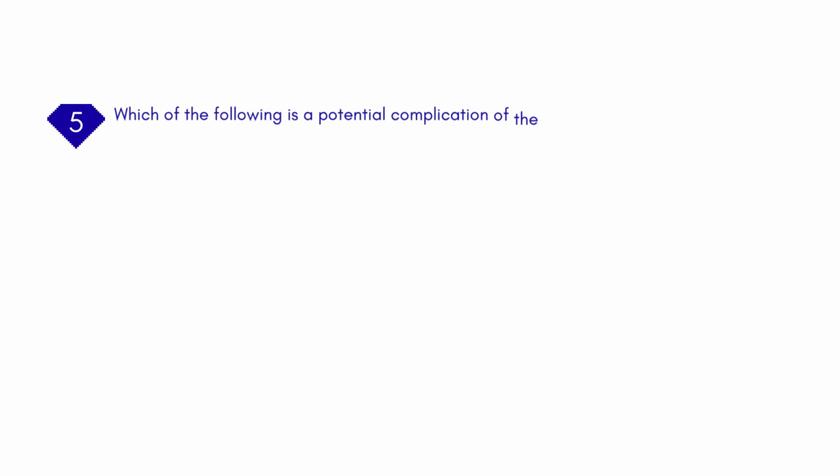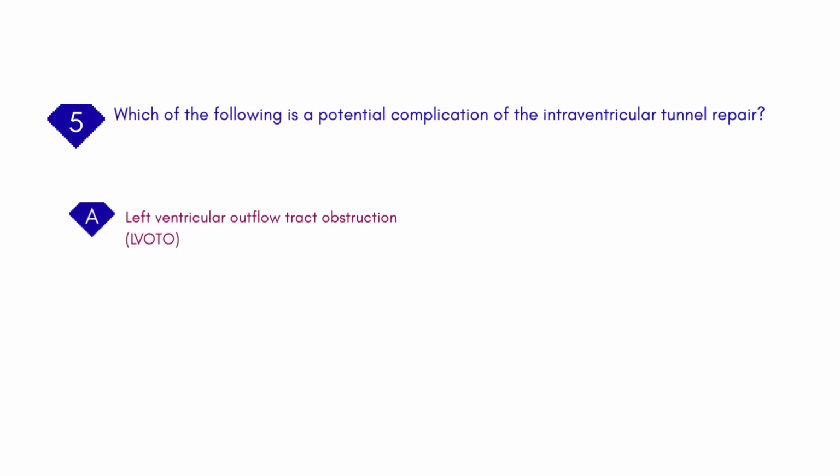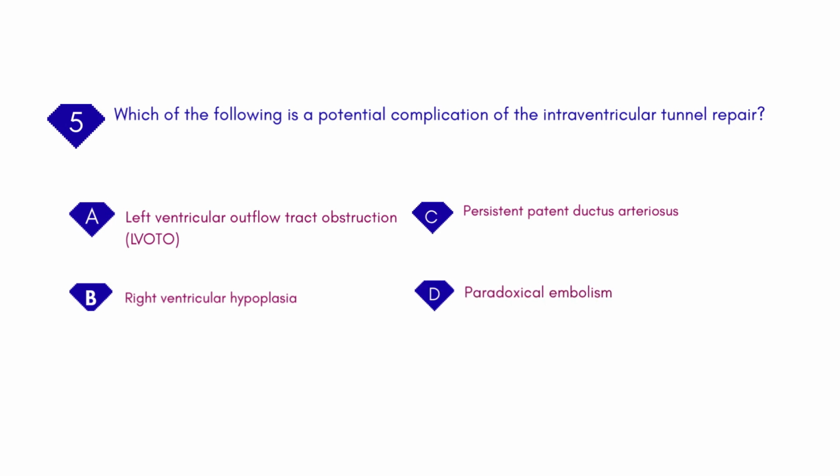Which of the following is a potential complication of the interventricular tunnel repair? A. Left ventricular outflow tract obstruction, LVOT. B. Right ventricular hypoplasia. C. Persistent patent ductus arteriosus. D. Paradoxical embolism. Answer: A. Left ventricular outflow tract obstruction, LVOT.